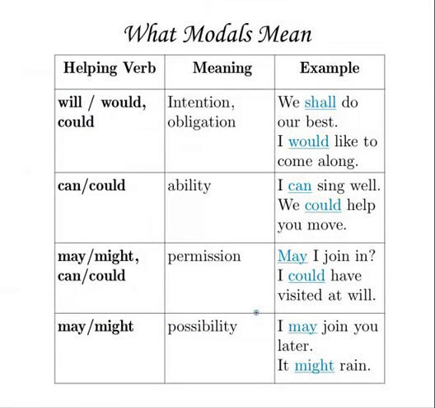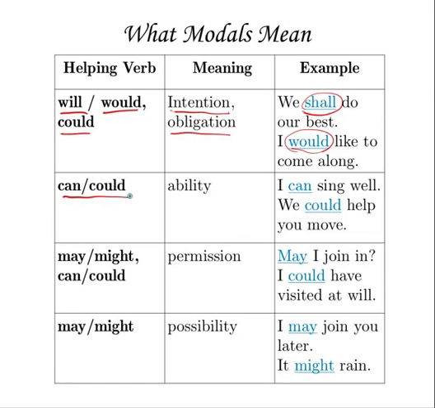All right, let's look at exactly what modals mean. There's a whole bunch of them and they convey specific information. If you see someone using will, would, or could, they're probably referring to intention or obligation. We shall do our best. That's indicating our intention to do our best. I would like to come along. I intend to come along.